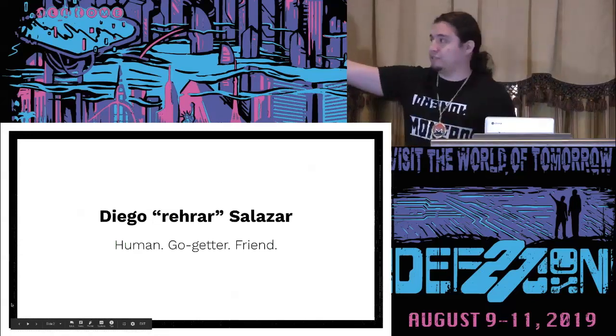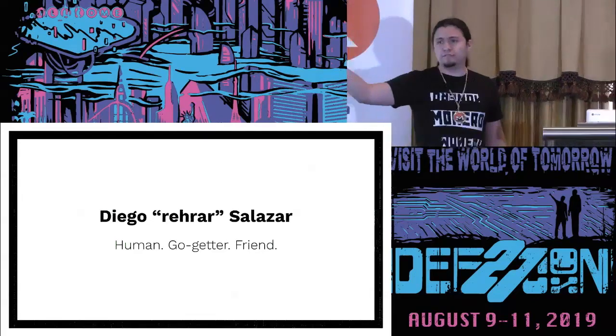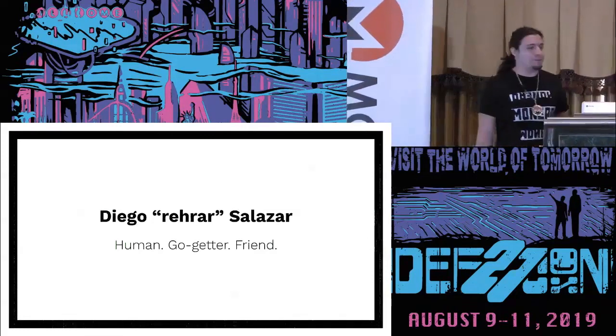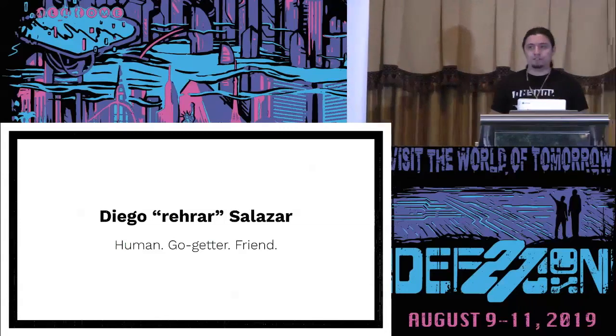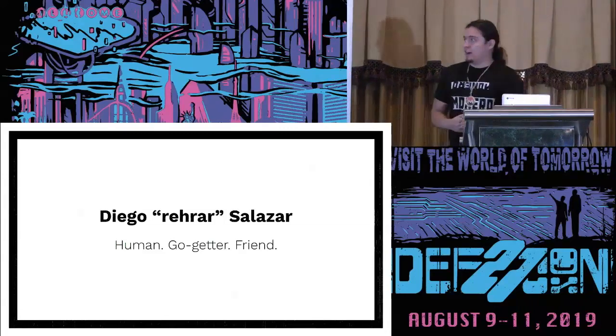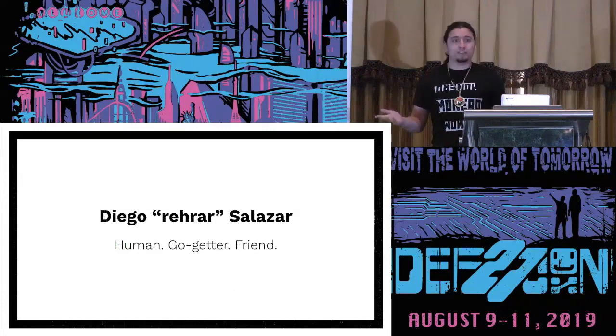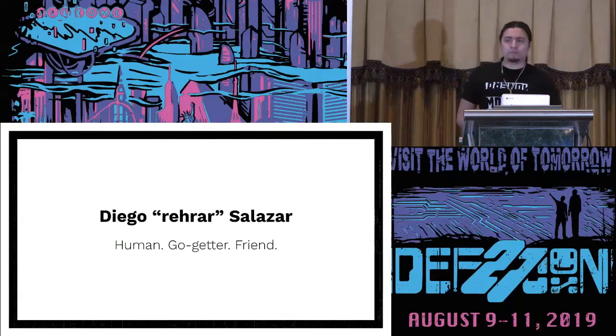So this is me, Diego Salazar. This is on my business card: human, go-getter, friend, I'm here for you, whatever you need. I am a UI UX designer. I do own a small design firm, which I am not representing here officially. But I do a lot of things within the Monero community. I work on the Monero website. That design up there is mine.